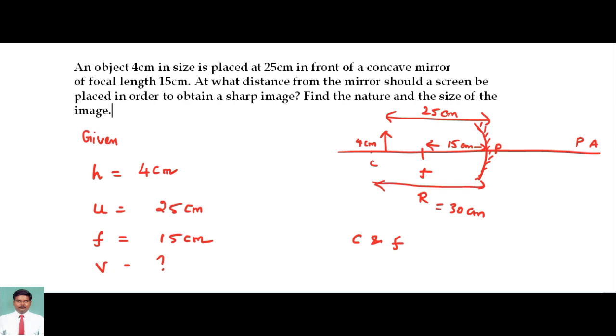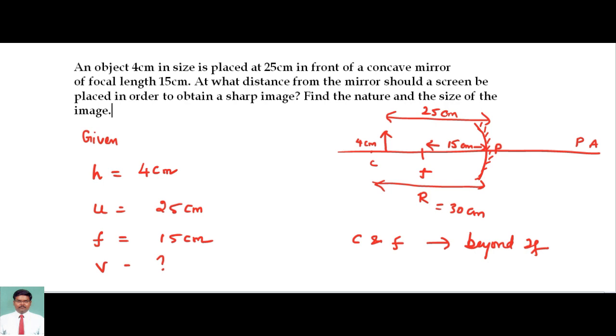Here, as per theory, we know if we keep an object in between C and F, the image will be formed beyond 2F. Beyond 2F, theoretically we know from the ray diagrams. Now, we try to write the Cartesian sign convention.